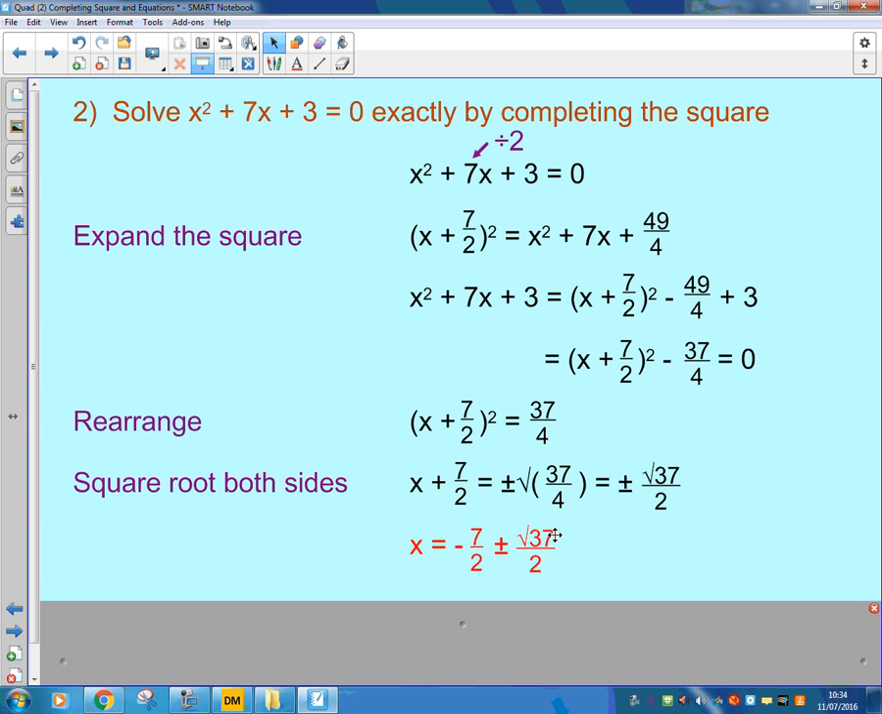We don't press any buttons on calculators. You leave it like that as your answer. Those are the exact answers. So one answer is minus 7 over 2 plus root 37 over 2. The other answer is minus 7 over 2 minus root 37 over 2.